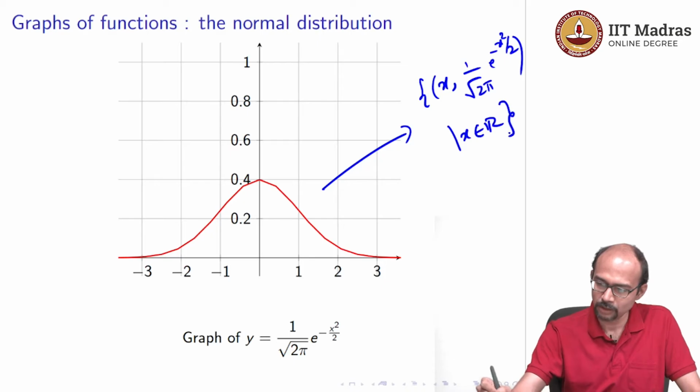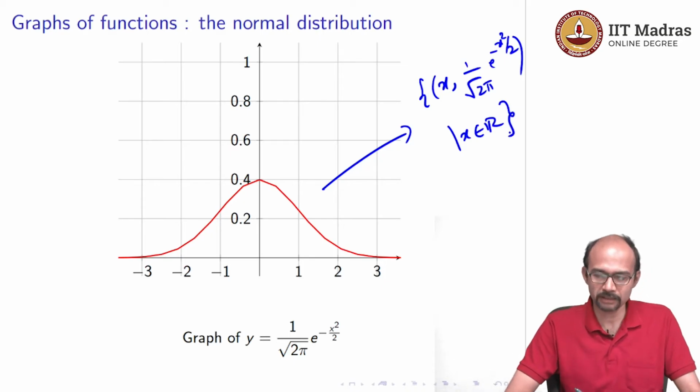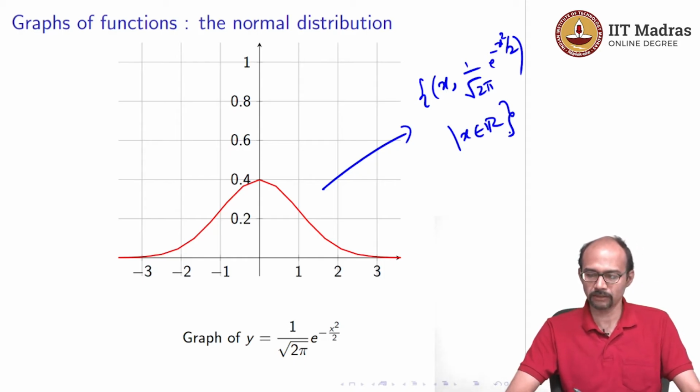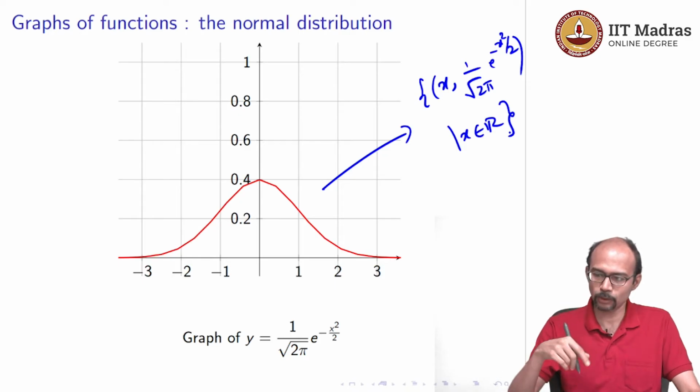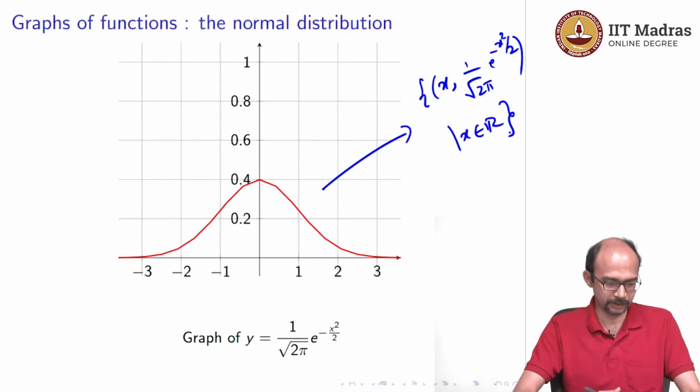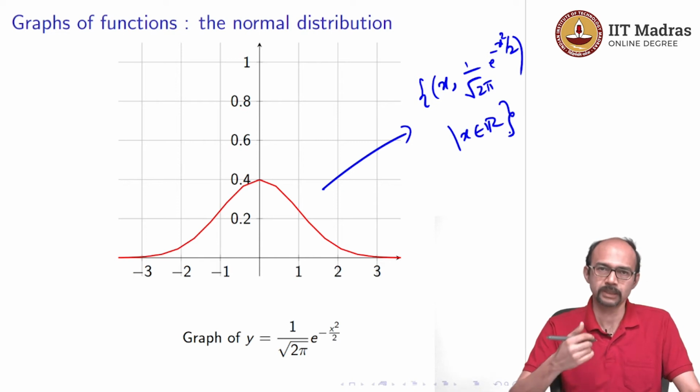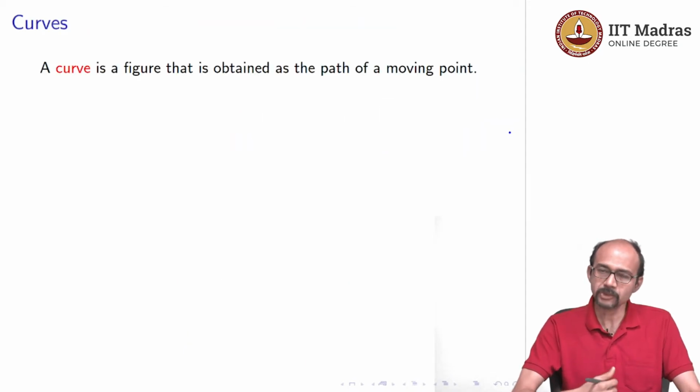X is in R. Okay, so the reason I started with plotting these functions is we want to have a very clear picture of what the graph of a function is. So the graph is a curve, and it is equal to the set x comma f of x, where f is your function. Okay, so what is a curve? I've kept saying this is a curve, this is a curve. So what is a curve?